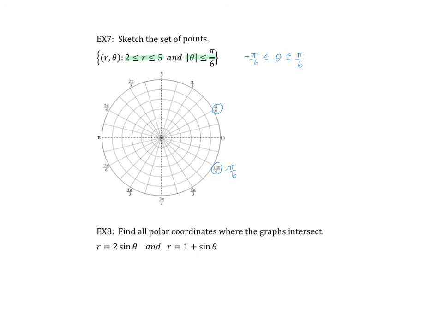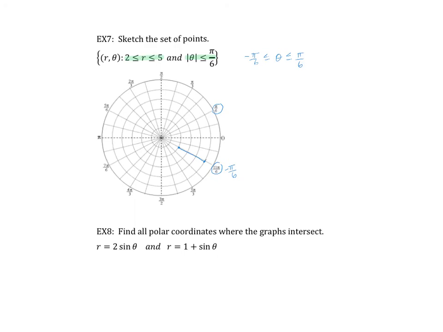Now I'm going to look at my r values. So when theta is negative pi over 6, the r values go from a positive 2, so they're going to go in the direction of that theta value, to a positive 5. Is that right? 1, 2, 3, 4, 5. Yes.